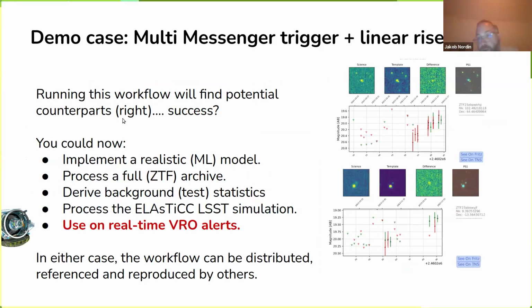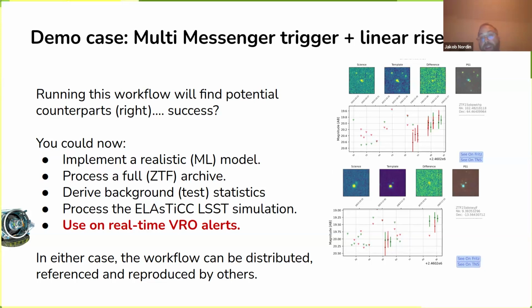If you run the workflow that I pointed to, you will match a LIGO Virgo alert with linearly rising sources, and you will find things like this little thing that you see to the right. And you might ask, should you be excited? Probably not. And then, as with any analysis, you would be faced with the next order of questions. So what does this actually mean?